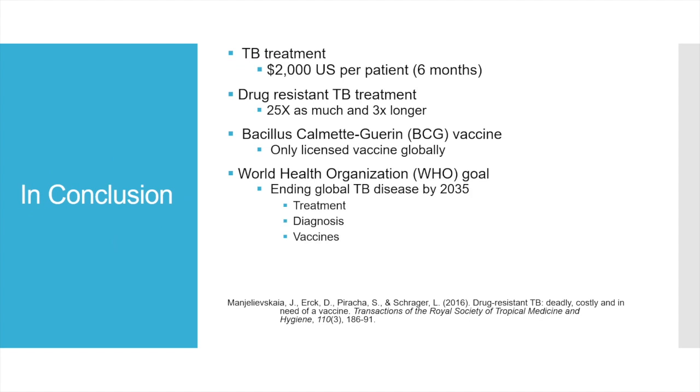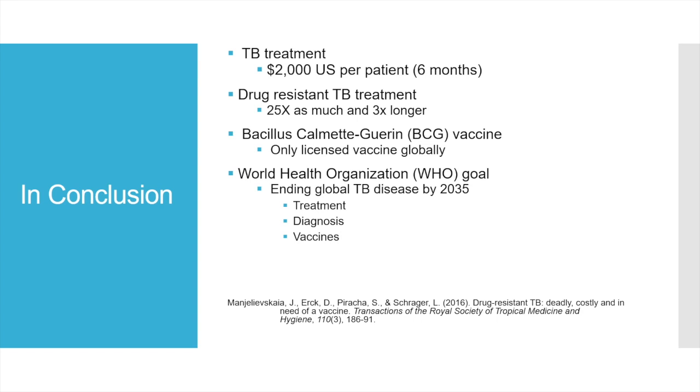In conclusion, treatment for TB is available at a cost of approximately $2,000 per patient for a standard 6-month course of medication. Furthermore, treatment for drug-resistant TB can cost up to 25 times more and take 3 times longer. Moving on, currently there is only one TB vaccine that is licensed globally, and it is called Bacillus Calmette-Guérin, or BCG. And although the vaccine has been shown to be effective in preventing severe forms of TB disease in infants, it provides minimal effectiveness in children and adolescents.